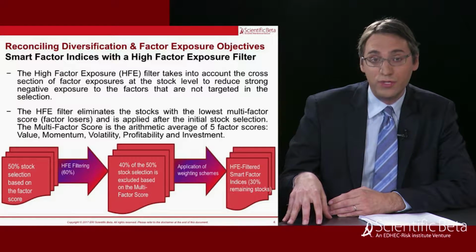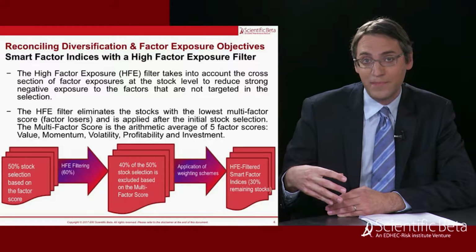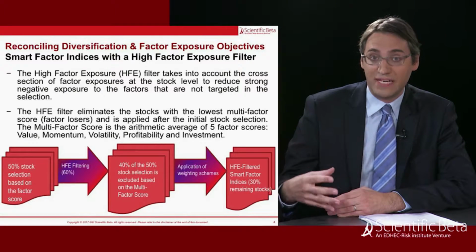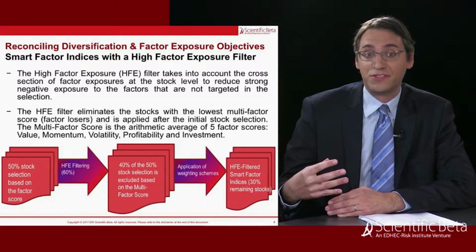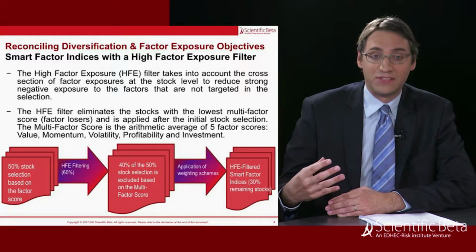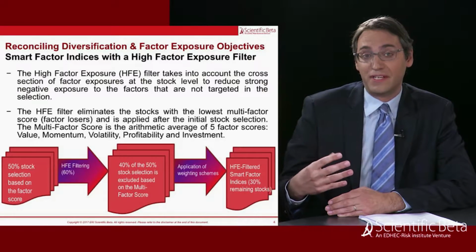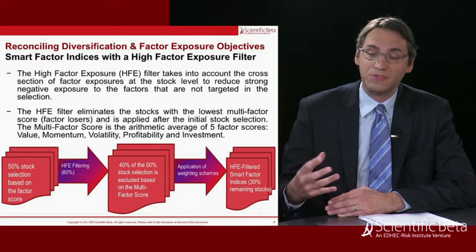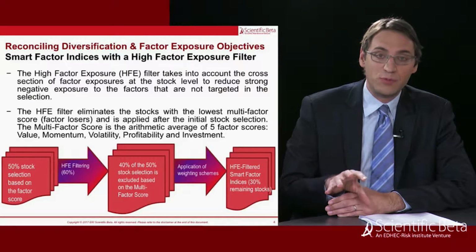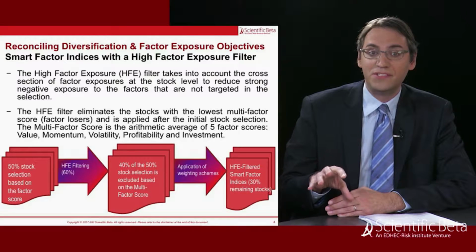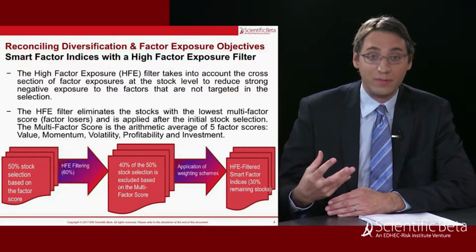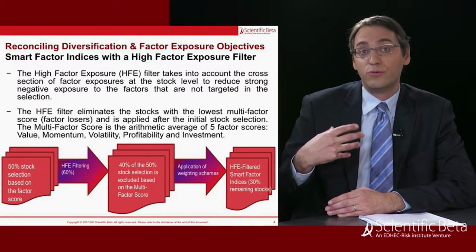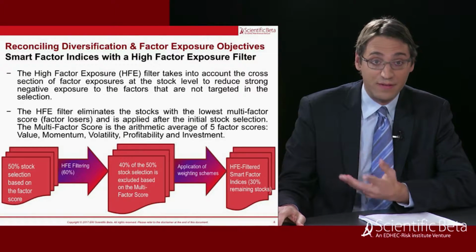Now what we are doing here is we're just adding a filter. So we're filtering out the factor losers. We're filtering out 40% of the stocks by their multi-factor score. That makes us end up with 30% of the stocks, and then we apply our diversification-based weighting scheme. So within the existing framework, the existing method of our indices, we just have a new type of filter which we're using to remove the factor losers.